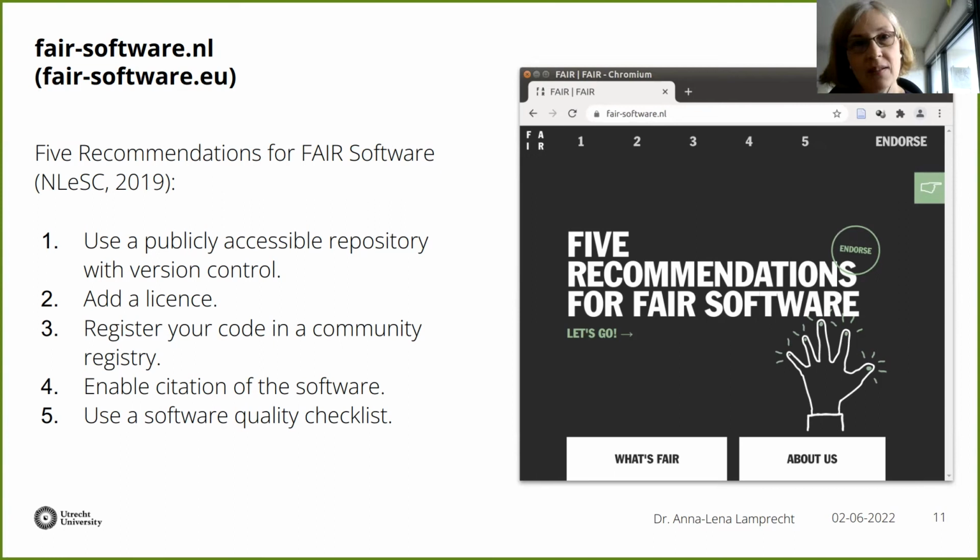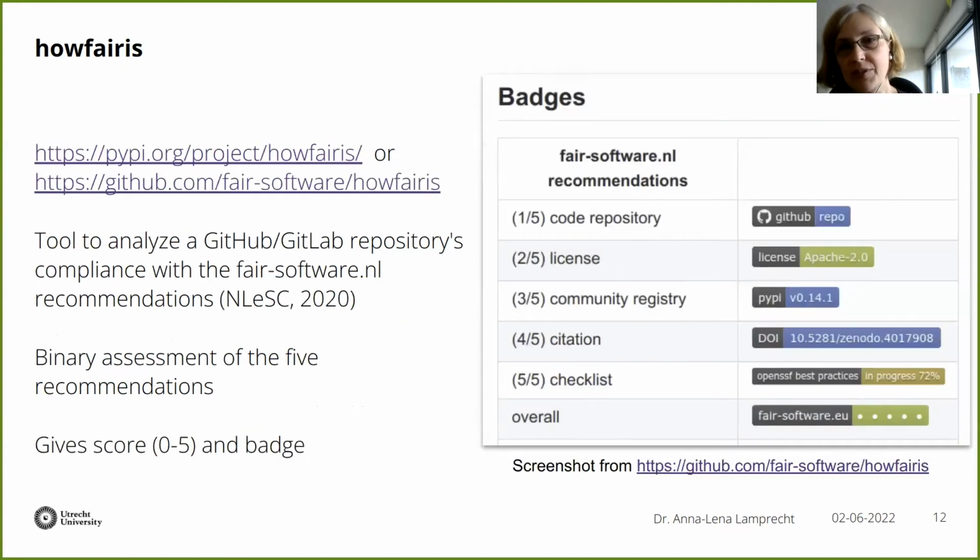Now, what this How FAIR Is tool does is analyze GitHub or GitLab repositories for compliance with these 5 recommendations. And it's simply a binary assessment, so yes or no. First one, is the code in a repository? Yes or no. Is there license information? Yes or no. Is the software in a community registry? Yes or no. Is there citation information, and has a software quality checklist been used?